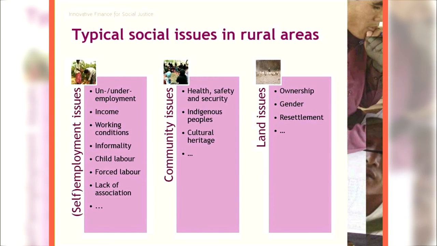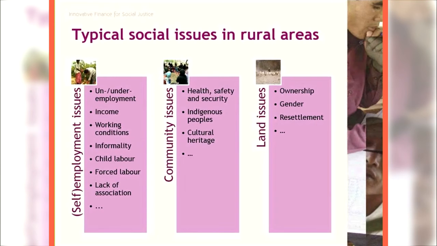So this self-employment box actually is quite a heavy one on the social issue side in rural areas. When we move on to the next one, community issues, I listed a few less. I don't want to go into too much detail here. Under health, safety, and security, what issues do we have there?